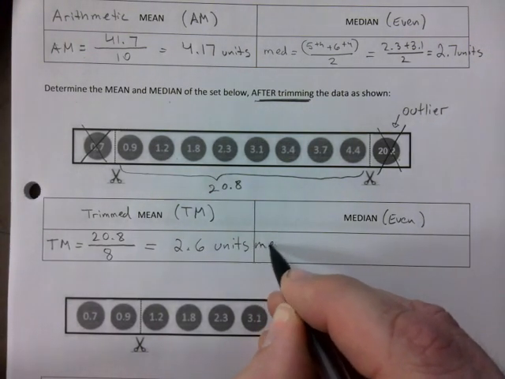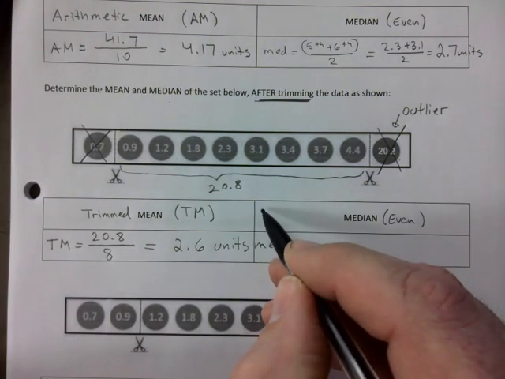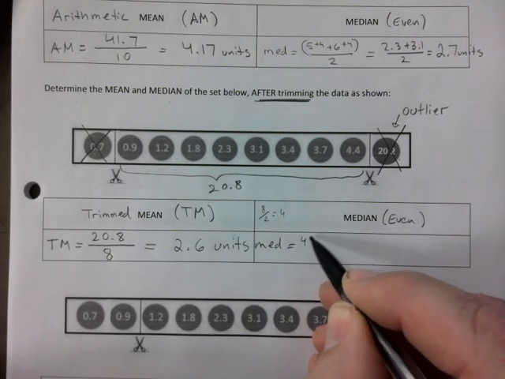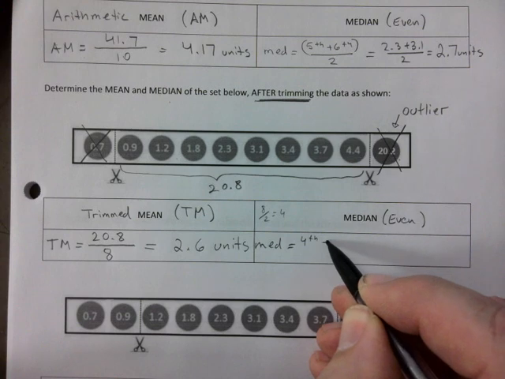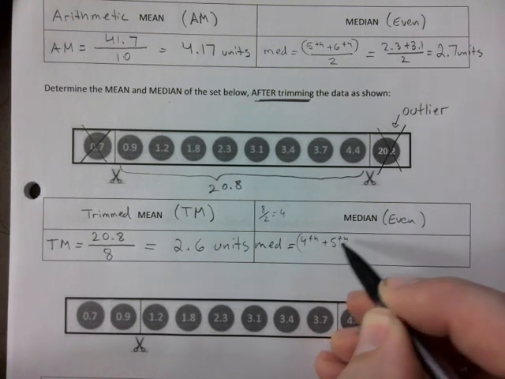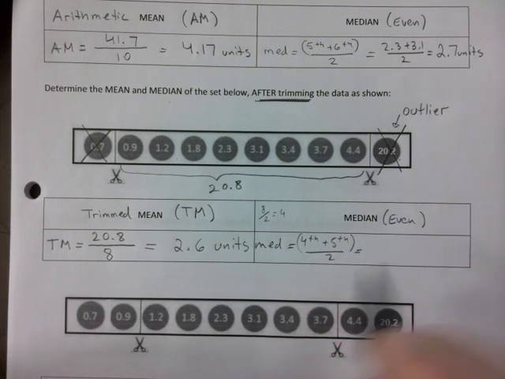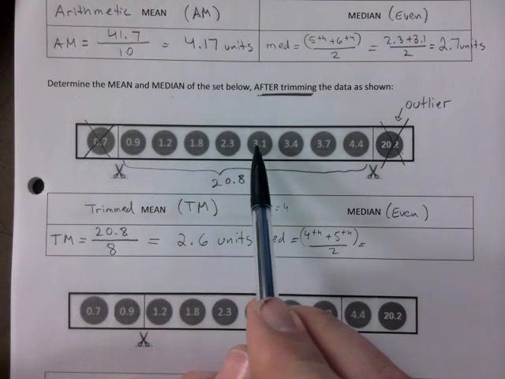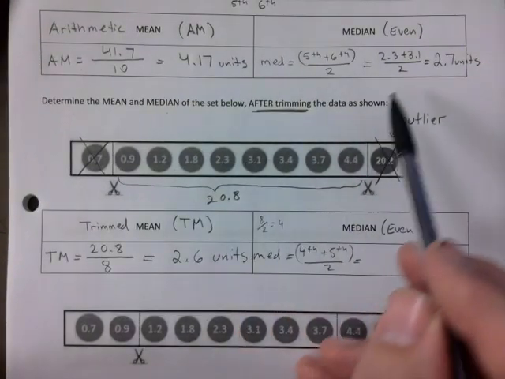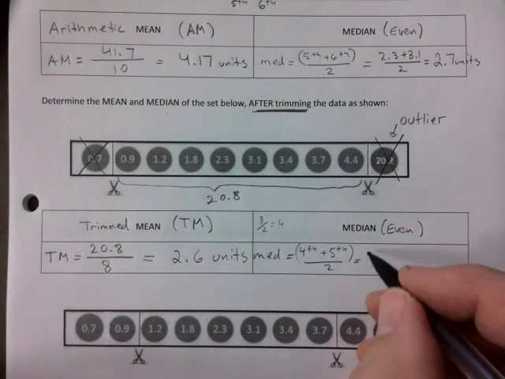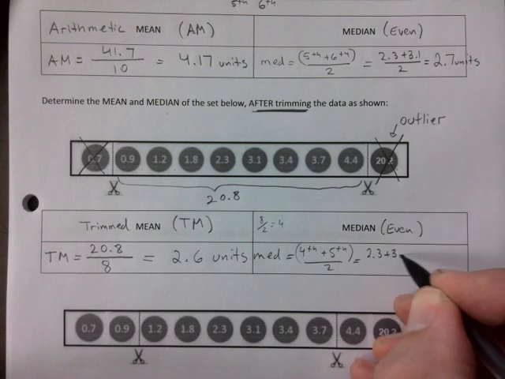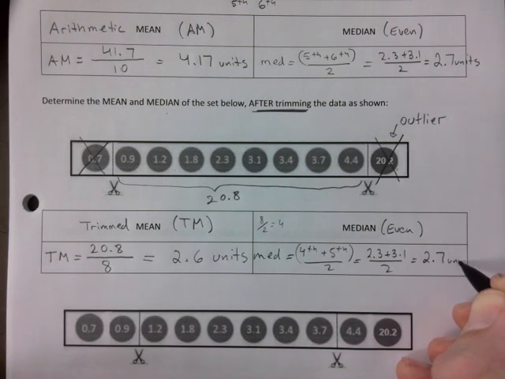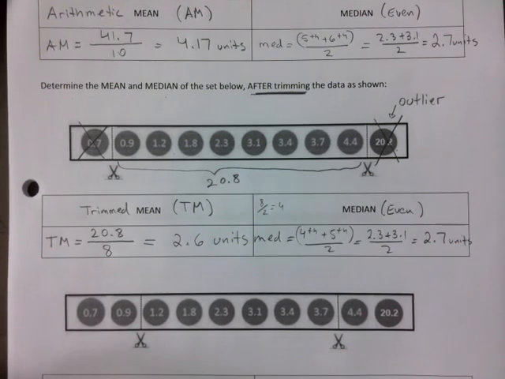But just in case you don't believe me, what's 8 divided by 2? That's 4, right? So I'm going to have to take the 4th and the 5th and divide that by 2. So let's count. 1, 2, 3, 4th, and 5th. It's exactly the same two numbers as I had before. And I'll just write down 2.7.